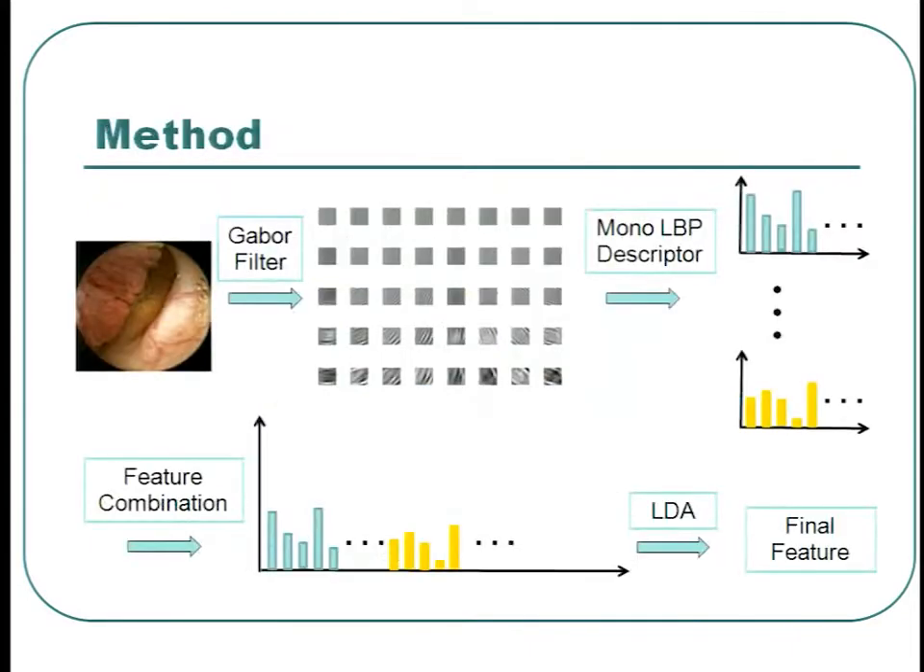This is our proposed method. First, we utilize the Gabor filter on the original images to obtain information in different scales and orientations. Then, mono LBP descriptors is applied on the corresponding Gabor filter responses. The mono LBP is an extension of LBP, and it adds local phase information to the traditional ones. The local phase information corresponds to the local measure of the local structures. And then it is robust to the illumination and noise. So after that, we combine these mono LBP descriptors together and apply linear discriminant analysis on the features to get the final features here.